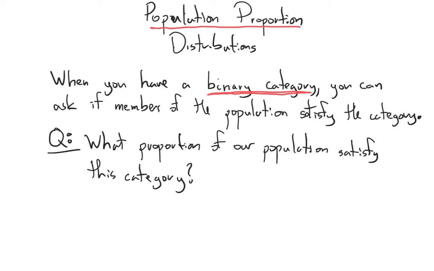What's the proportion of the population in our category? So that's what we'll work on in the first few slides here. I'll set up some notation, and then we'll talk about what this distribution looks like, and it turns out it's going to be nice and normal for us. And then we'll do an example, and we'll talk about a couple of things as well.